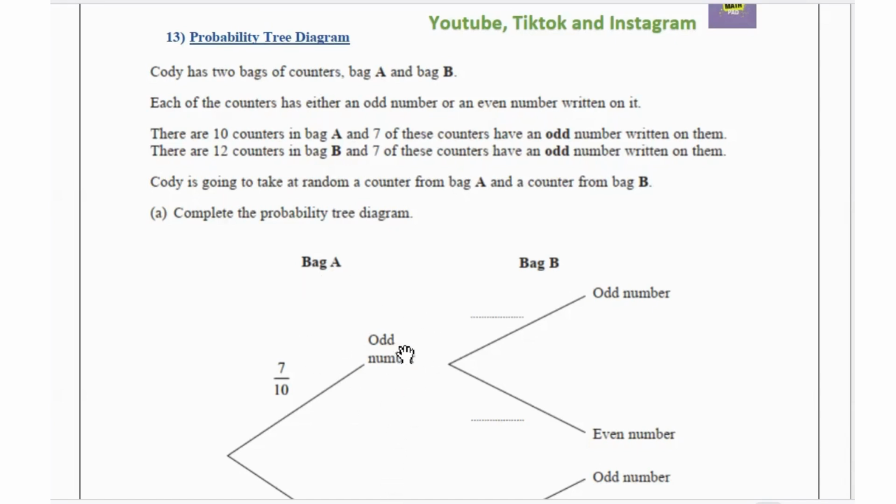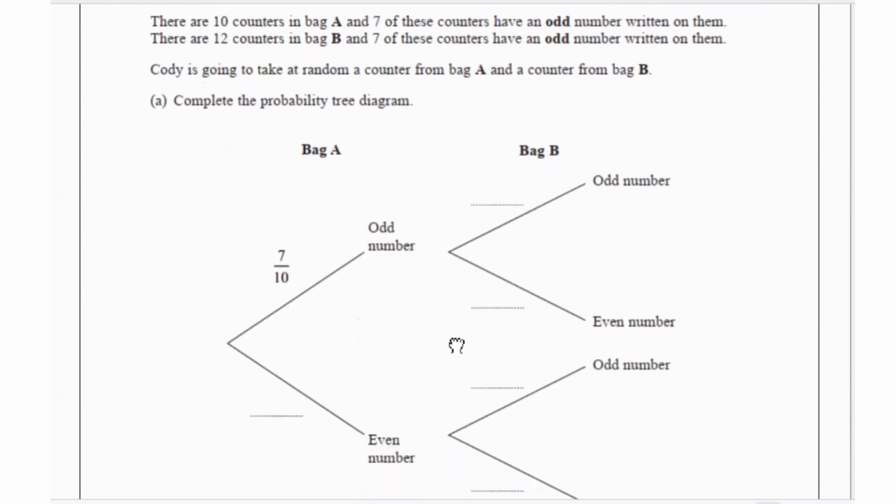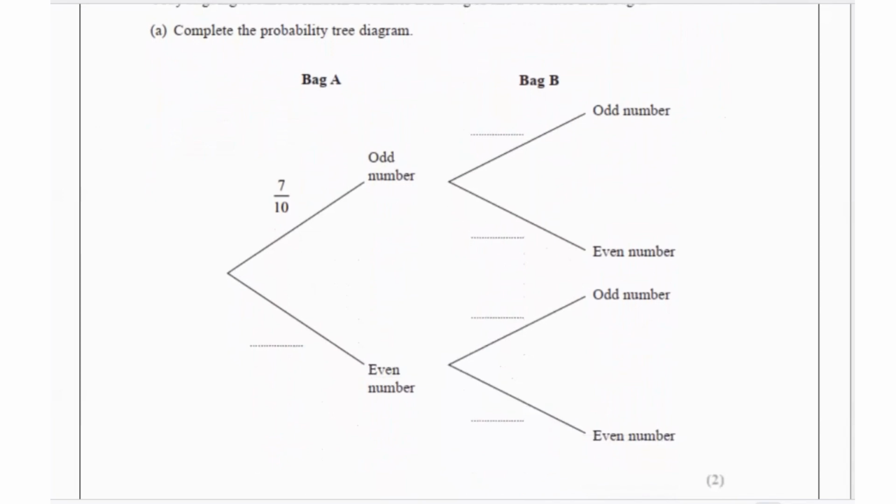So if 7 have an odd number in bag A, and same goes for bag B, but the total number of counters are different. In A, there are 10 counters, and in B, there are 12 counters. So that means if 7 out of 10 are odd, 3 out of 10 are going to be even for bag A. For bag B, 7 out of 12 are going to be odd, and 5 out of 12 are going to be even.